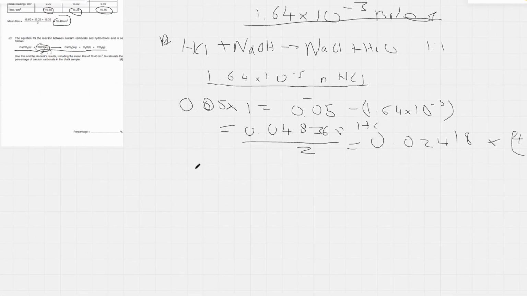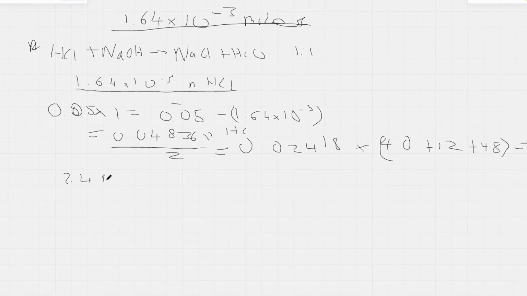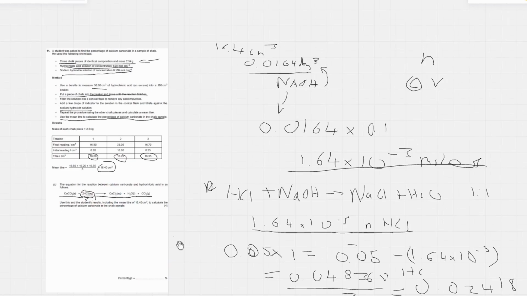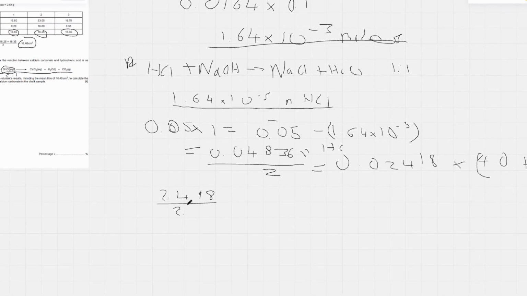So then we have 2.418 over the impure mass, which is 2.54, times 100, which gives us our final percentage purity, which is 95%.